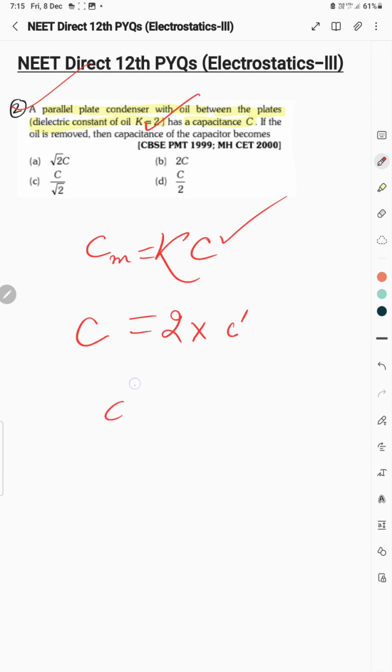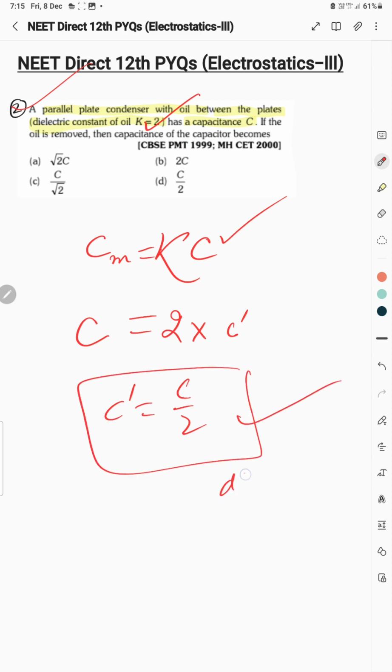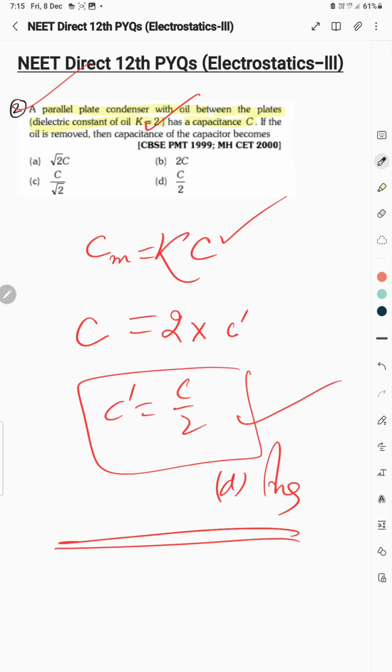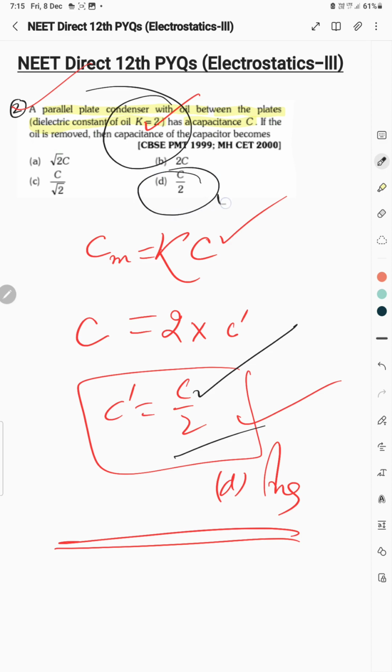So what is the value now? C by 2. That is option D, the correct option. You got the point? सिंपल सी बात यह है, जब ऑयल था कैपेसिटेंस वाज लार्ज, ऑयल हैज बीन रिमूव्ड, कैपेसिटेंस बिकम्स लेस, kappa times less, and that means kappa has value 2, so we have to divide by 2, so the capacitance becomes half of what it was in the presence of oil. That is why I have written option D here. So D is the correct option for this problem.